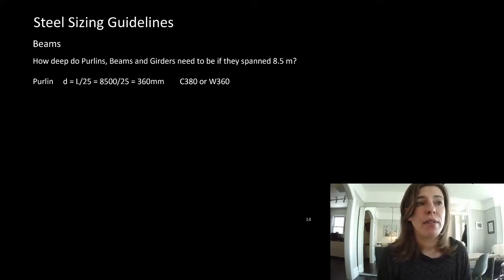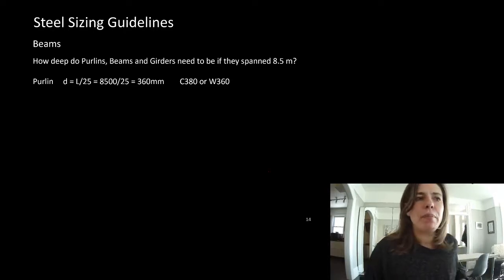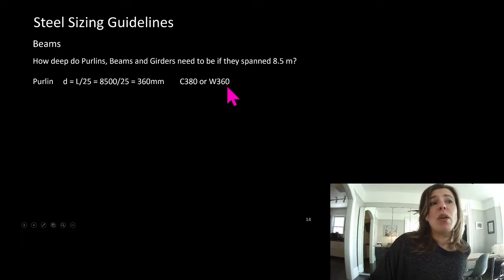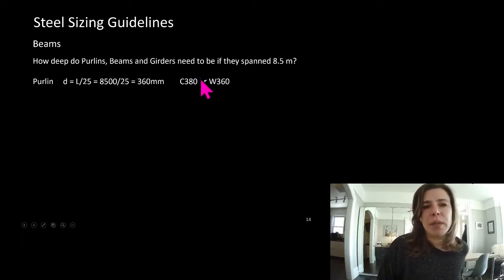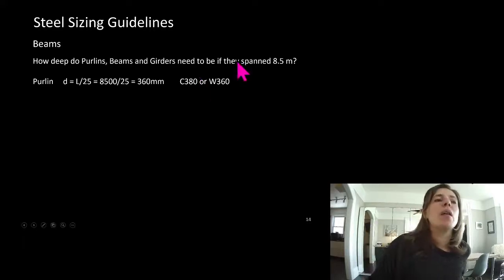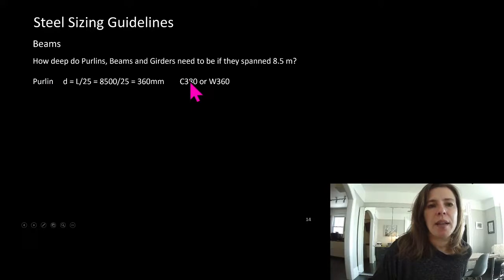So for a purlin, it would be 8,500 divided by 25, or 360. If we go back to that list of available members, a C380 or a W360. Now, I'm usually going to be looking for a W section if we're talking about I-beams or W-beams for things. The one place we might use a channel is as a purlin. We wouldn't usually use it as a beam or a girder, but we might use them as a purlin.